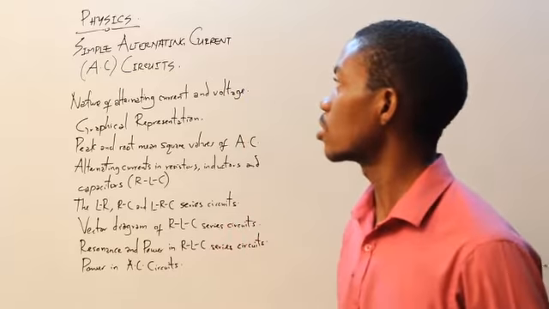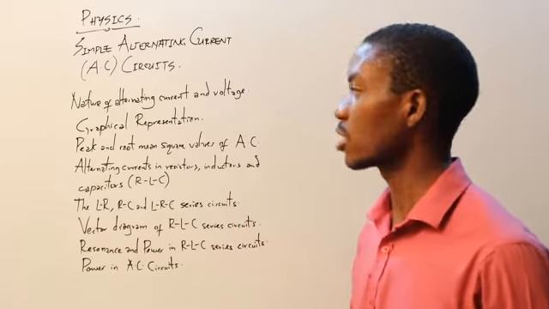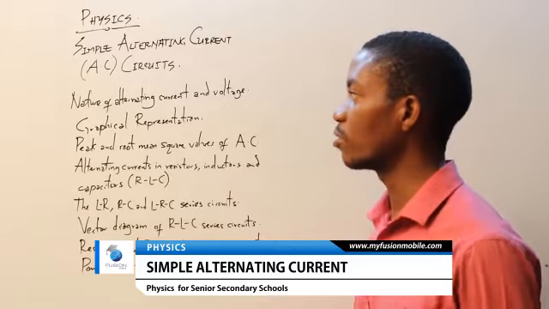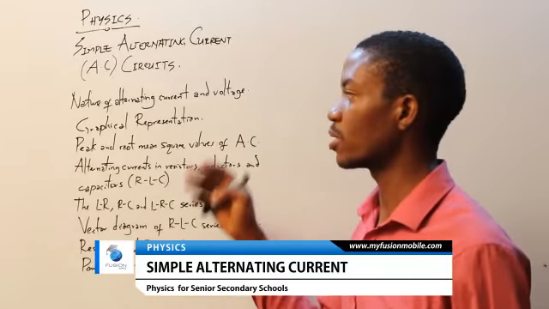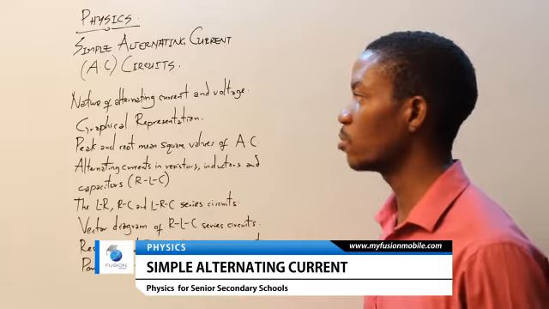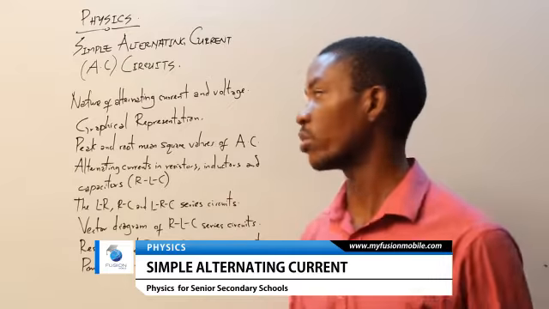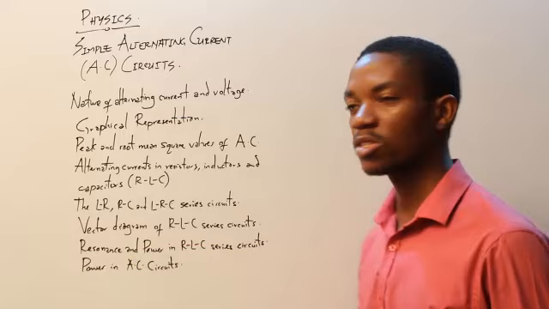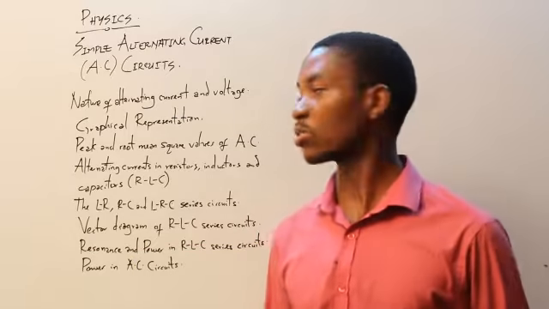Today we want to quickly consider simple alternating current circuits, and under this topic we'll be looking at the nature of alternating currents and voltage. We'll be looking at the graphical representation of alternating current and voltage. We'll consider the peak and root mean squared values of alternating current. Also, in alternating current circuits, we'll look into resistors, capacitors, and inductors.